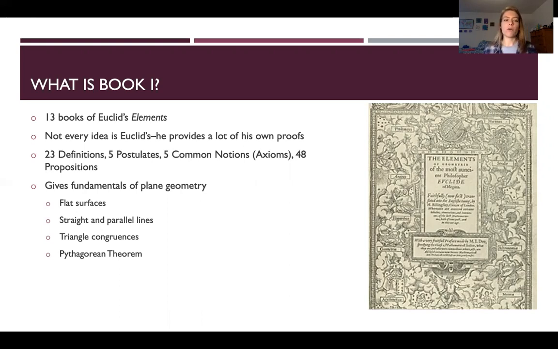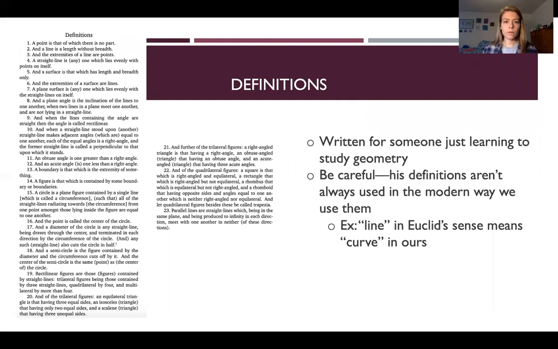Book 1 really focuses on plane geometry, which is just the geometry of figures on a flat 2D surface. So we look at flat surfaces, straight and parallel lines, triangle congruences, even some parallelograms towards the end, and then of course the Pythagorean theorem. He first starts off with his definitions in this book, and here I've listed them. I'm not going to read through all of them. You can do that on your own time if you'd like. Pause the video, take a read.